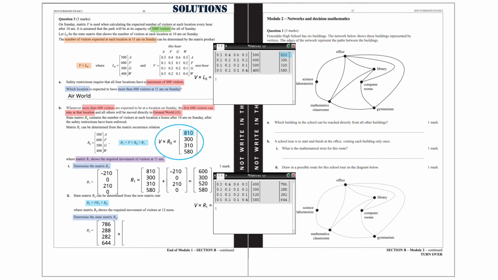And let's have a look at matrix B. First of all, at Air World, we need to take away 186 visitors and move them to Ground World. And at Water World, there are 644 visitors, so we need to move 44 visitors to Ground World. For this reason, at Ground World, we need to add 230 visitors. So matrix R2 is equal to 600, 288, 512, and 600. And this is the end of the solutions for Module 1 matrices.